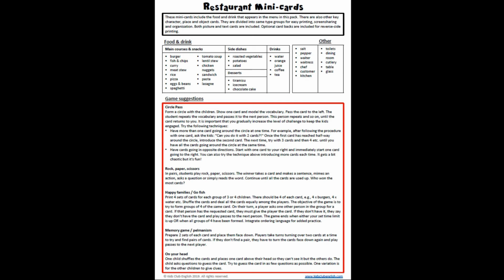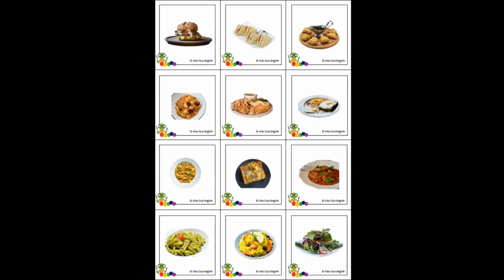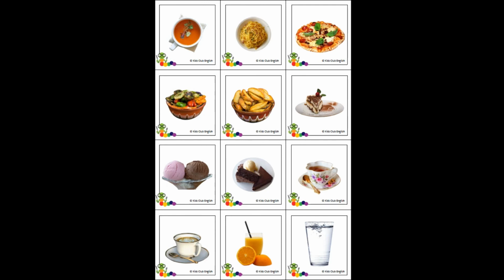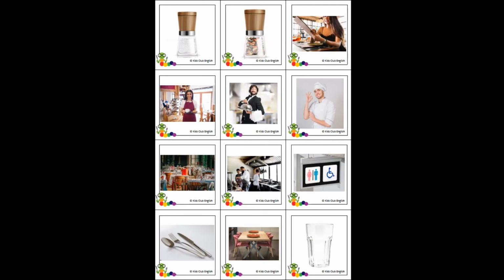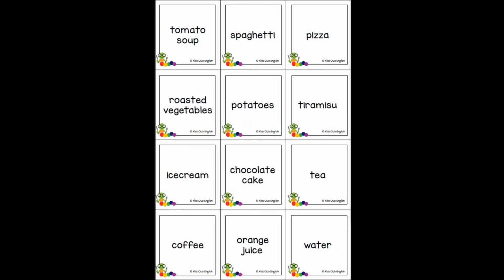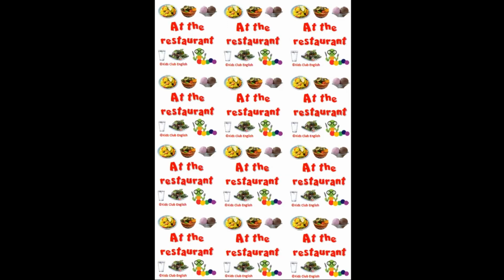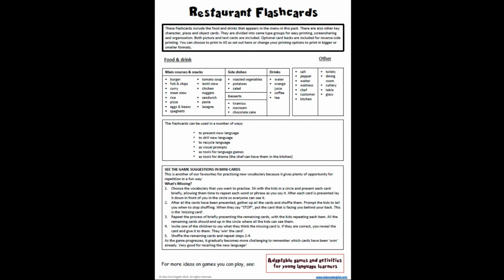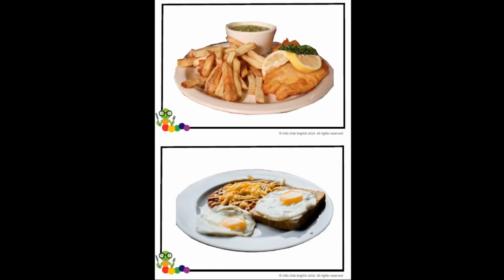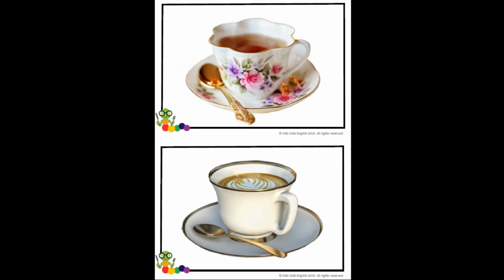different card sets. Okay, so you've got lots of different suggestions there for how you can use these cards, different games you can play. So we've got all the food that appears in the menu and on the board game, and you've also got some key other vocabulary for props you might need and for people that work in the restaurant and different objects. Okay, and then you've got the text cards as well, card backs, and another game there, and the flashcards in A5 form.